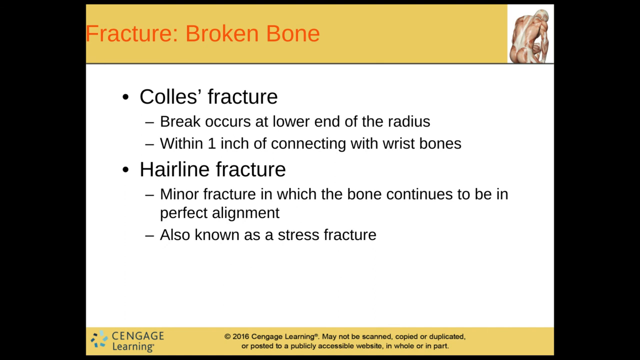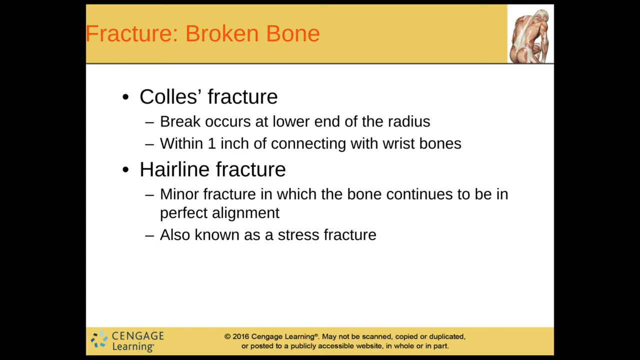Okay, so with this fracture, the break occurs at the lower end of the radius within 1 inch of connecting with the wrist bones. Okay, so the radius is on your thumb side, right? So it's at that wrist bone that connects the radius to your wrist.